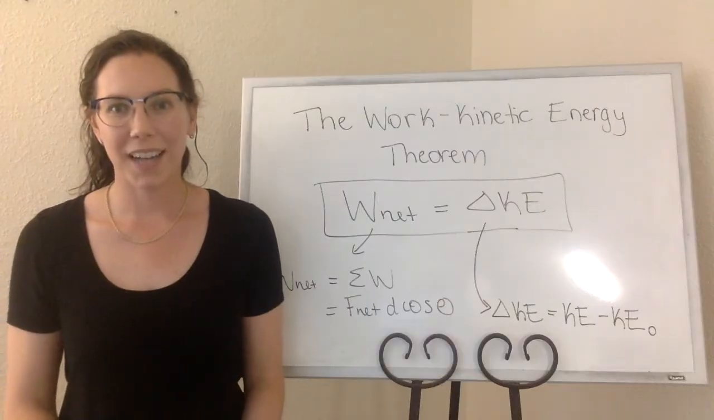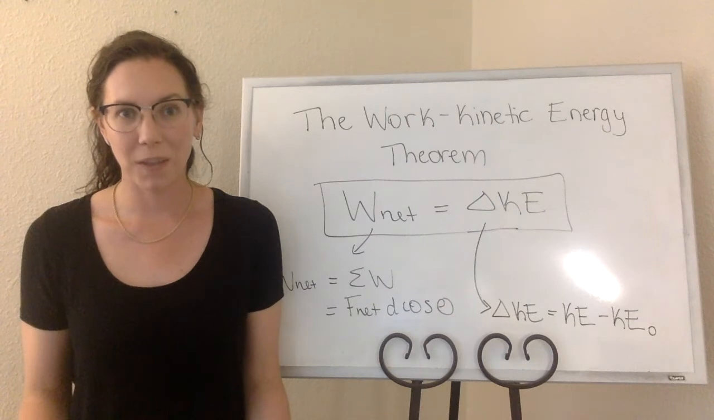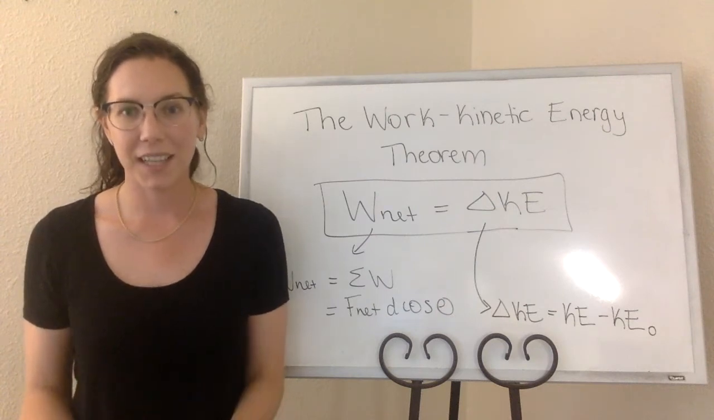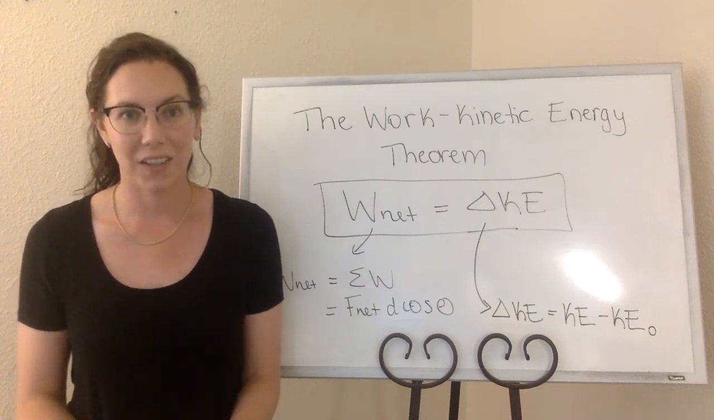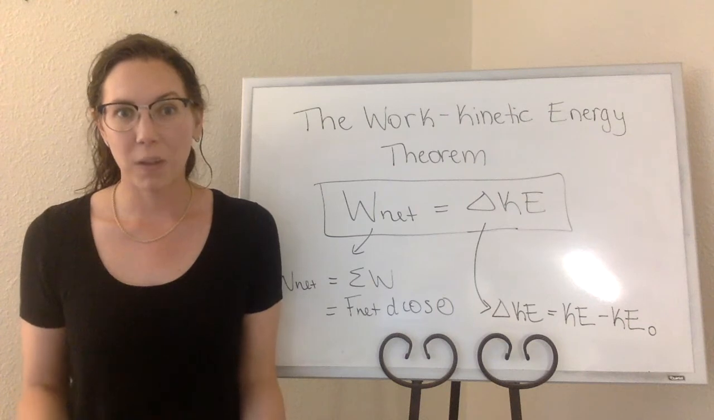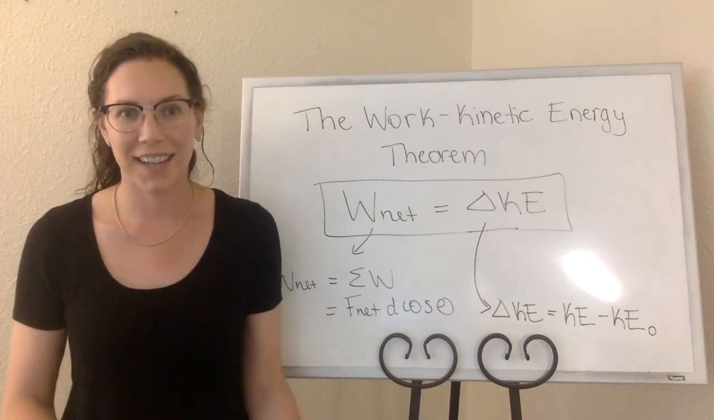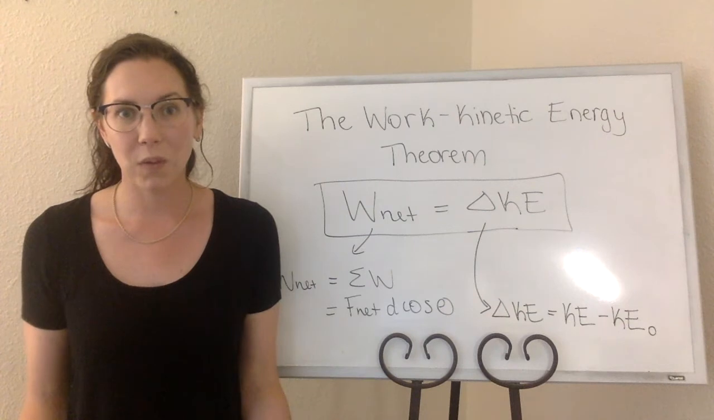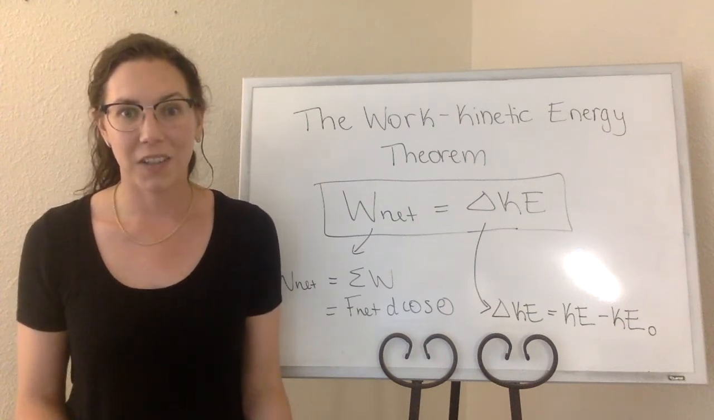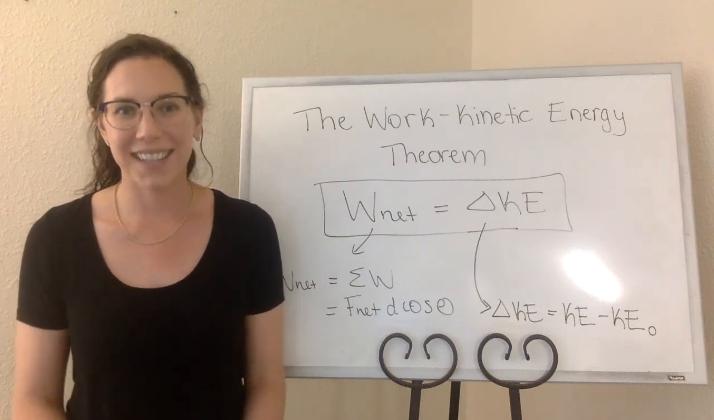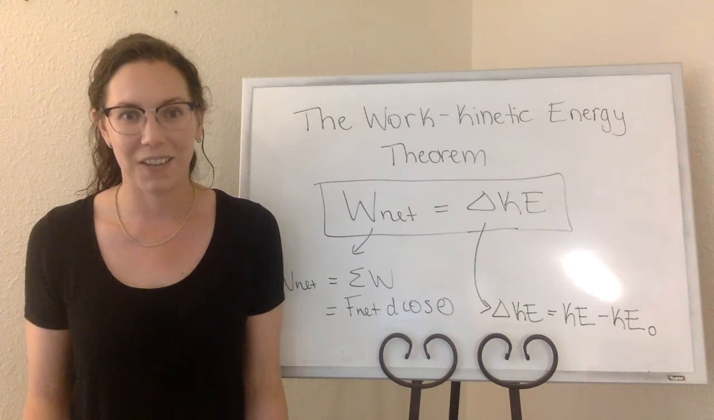The work kinetic energy theorem says that the net work done on an object is equal to its change in kinetic energy. This means that the net work done causes a change in kinetic energy. So if we have overall a net positive work done, that's an increase in kinetic energy, whereas if overall the net work done is negative, that's a decrease in the system's kinetic energy.